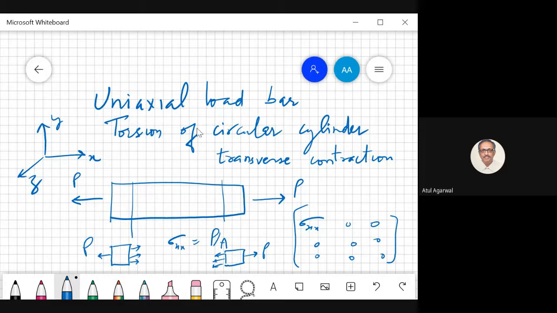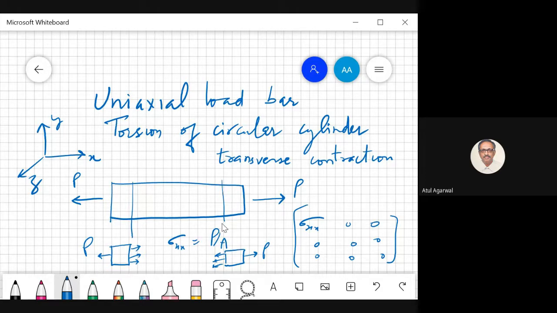So I'm doing a uniaxial load problem. I have taken a bar and applied load P on both the ends. If I take a cross section here, a cutting plane here, and draw a free body diagram of this part, these are the internal forces. They have to equilibrate against P, so the net force will be P. You assume the internal force is uniform over this cross section, so your stress becomes P by A.